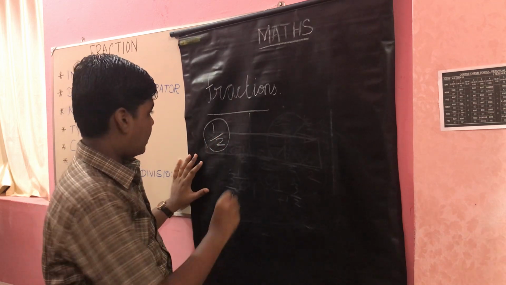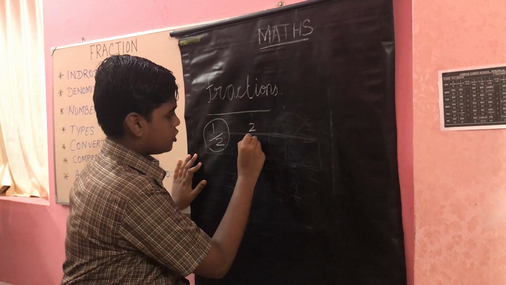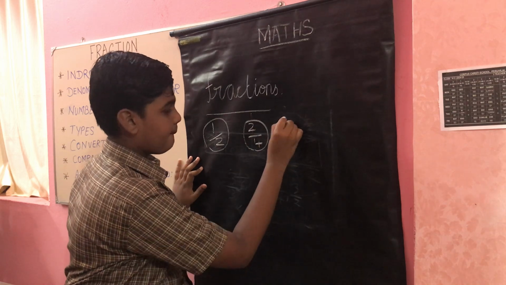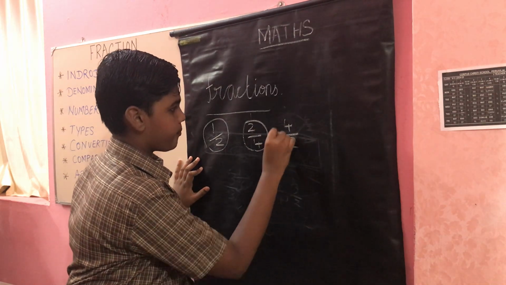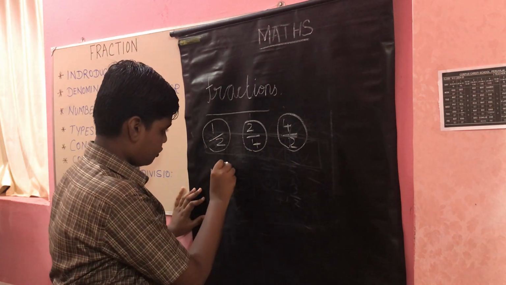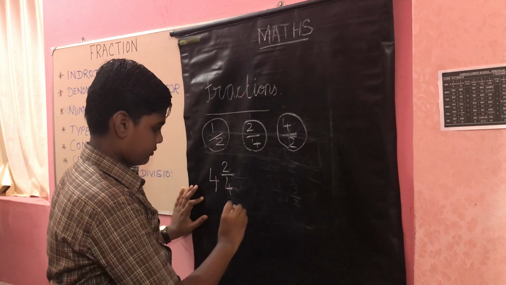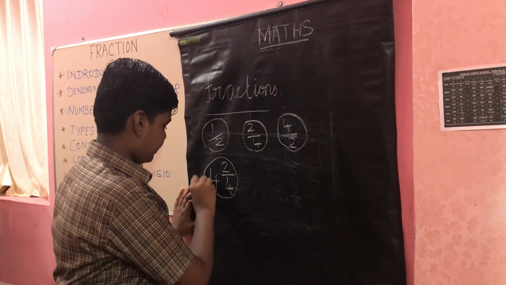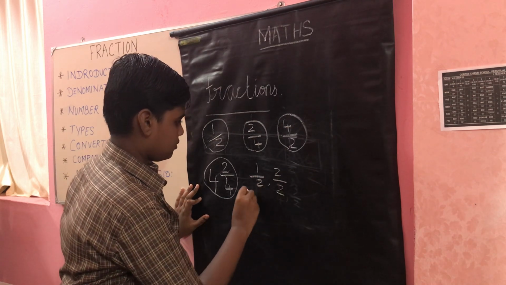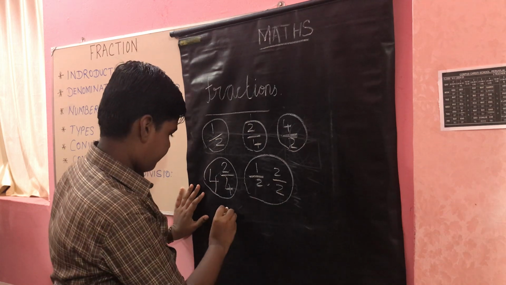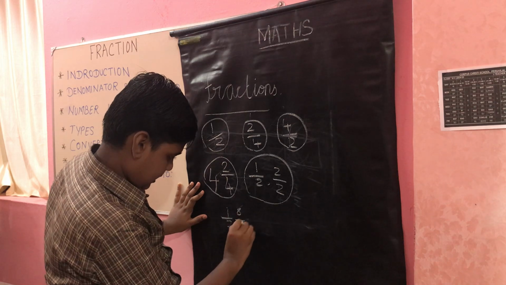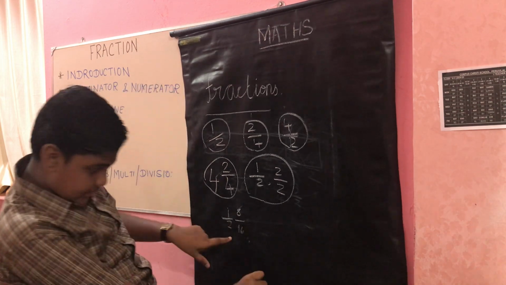This is 1. 2 by 4. And 4 by 2. And 2 by 4. And the other are 1 by 2 and 2 by 2, and 1 by 2 as well as 8 by 16. This is 16, okay?